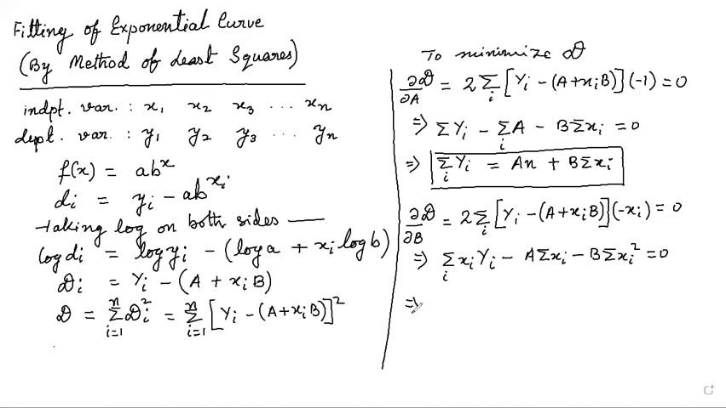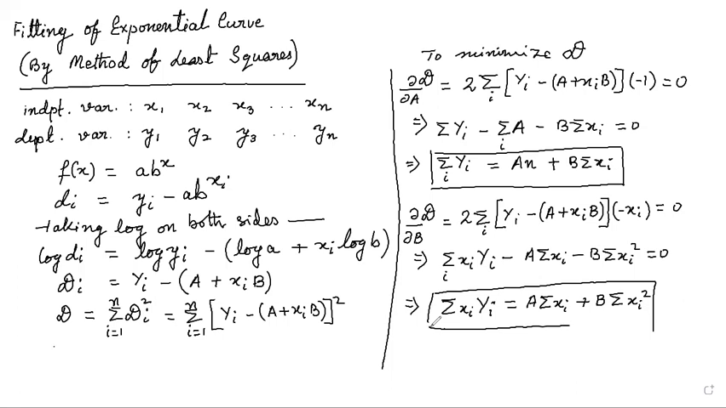Or we can write finally this as summation xi capital yi equals to a summation xi plus b summation xi square. So this is the next normal equation we have got. Now we can solve these two normal equations for the values of capital A and B, which are the unknown parts.